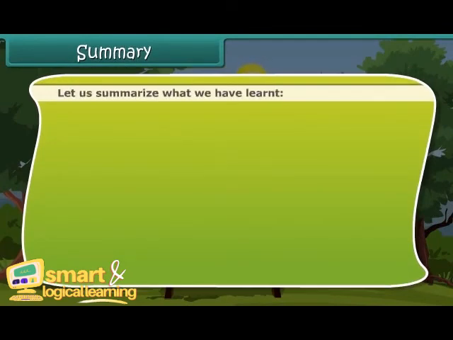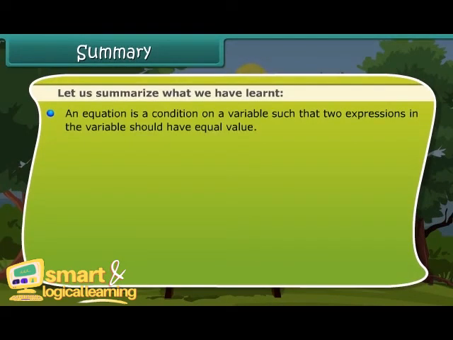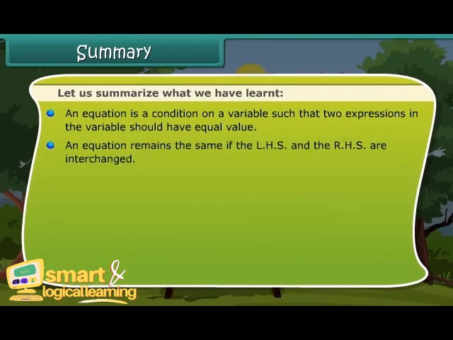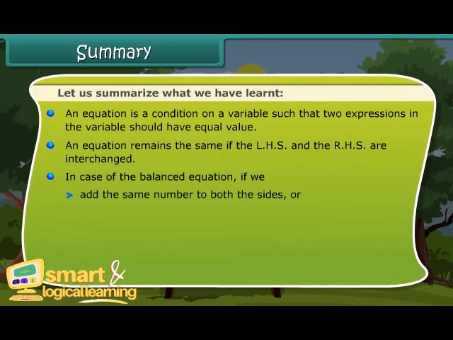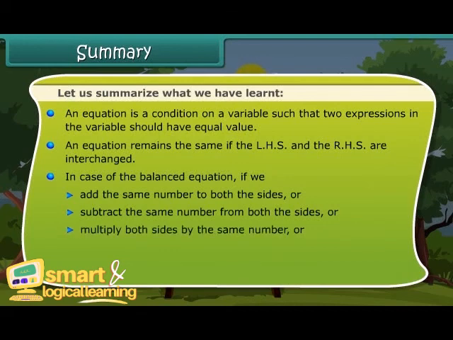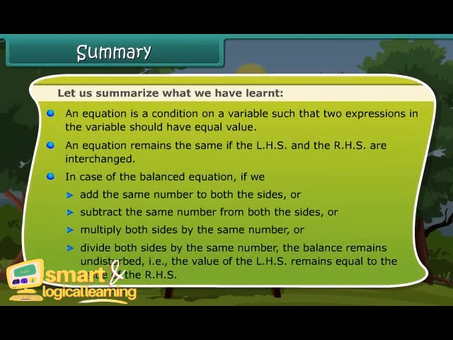Let us summarize what we have learnt. An equation is a condition on a variable such that two expressions in the variable should have equal value. An equation remains the same if the LHS and the RHS are interchanged. In case of the balanced equation, if we add the same number to both the sides, or subtract the same number from both the sides, or multiply both sides by the same number, or divide both sides by the same number, the balance remains undisturbed. That is, the value of the LHS remains equal to the value of the RHS.